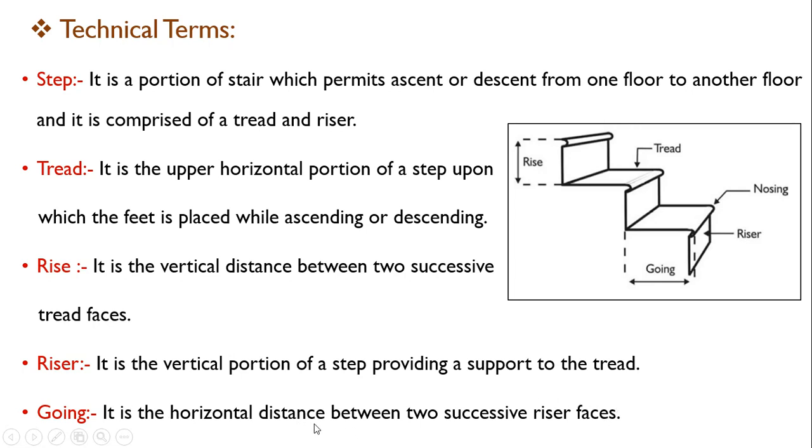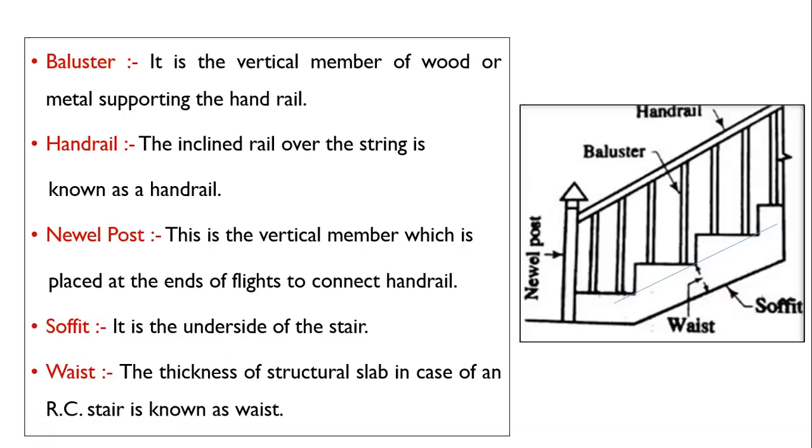What is going? It is the horizontal distance between two successive riser faces. So these two successive riser faces, the distance is called a going. Now coming to the next term, that is baluster. These vertical supports which give support to the handrail, this inclined member, are called balusters. It is the vertical member of wood or metal supporting the handrail.